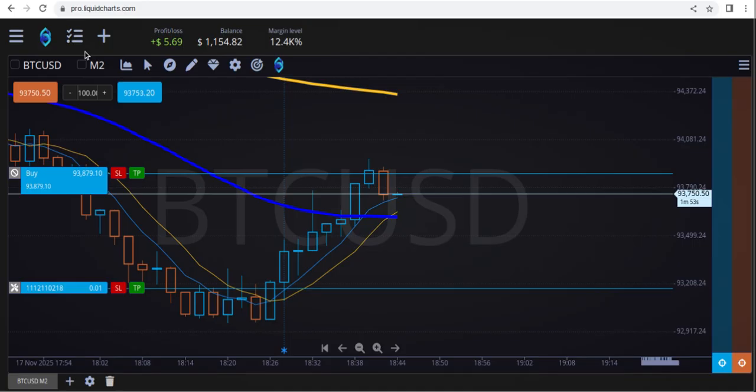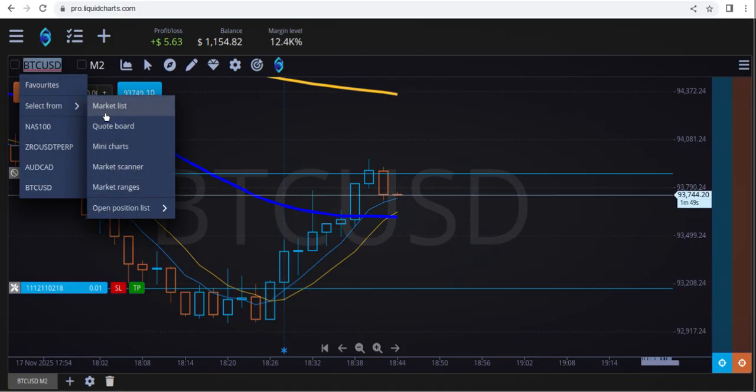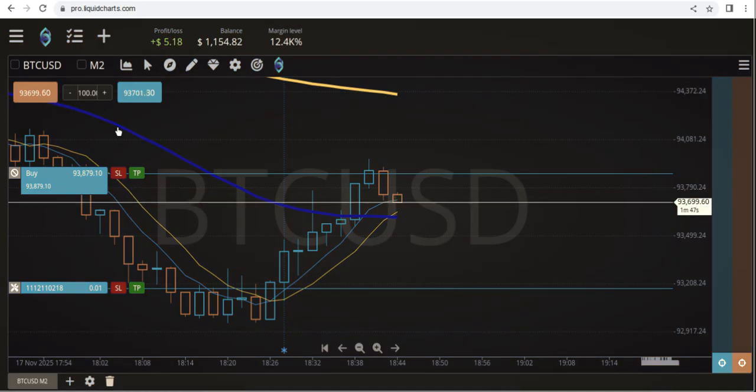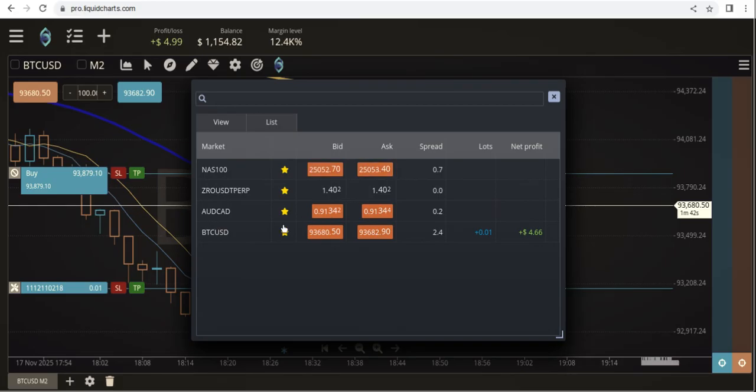Let me show you something. Bitcoin, press the Bitcoin, go to quote board. This is just another benefit of using this software that's beautiful. It's a cloud-based trader. Look, Bitcoin right here. Look, y'all. Look at the spread. That's ridiculous.